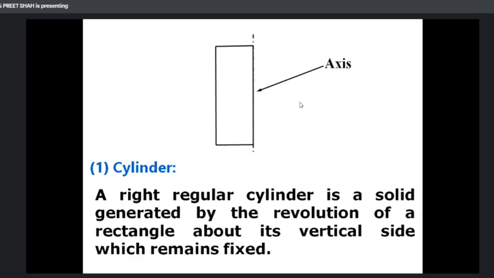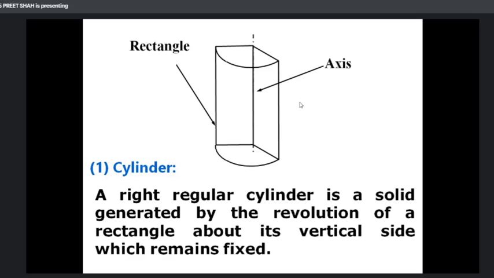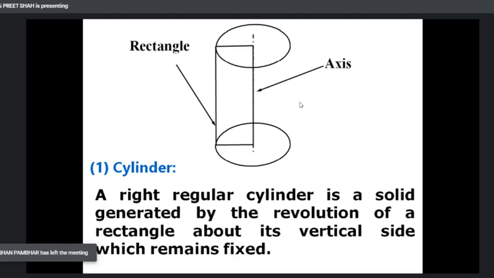Now you can see here, if I rotate the rectangle about the axis 360 degrees, it becomes the cylinder. Complete. Do all of you understand? Yes, sir.